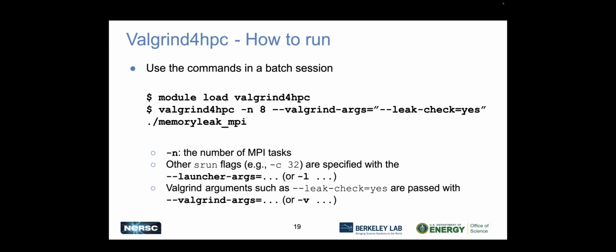To use it, you load the Valgrind4hpc module, and then you run like this in a batch session. You should have an salloc or sbatch, whatever. And with Valgrind4hpc -n 8, I'm launching 8 MPI ranks. And you pass the Valgrind arguments using the --valgrind-args flag, or -v for short, and run this one here.